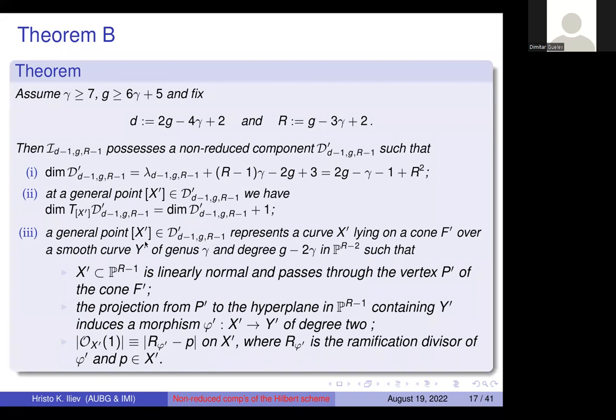Namely, they again lie on cones, but now they pass through the vertex of the cone, and a projection from the vertex of the cone to a hyperplane section of the cone induces a morphism of degree 2. The line bundle embedding X prime in this projective space P^{r-1} is again given by the ramification divisor minus a point P on the curve X prime, just like in the theorem about the component D prime from 2017.